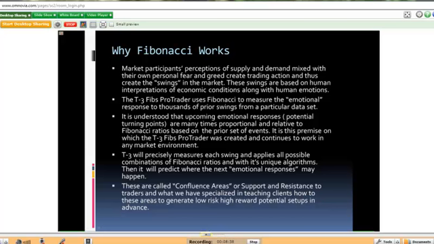So when we look at the markets, we have to ask ourselves, what creates the market? And the answer is you guys. You, me, the institutions, everybody's perception of high or low, or supply and demand, fear and greed, if you will.